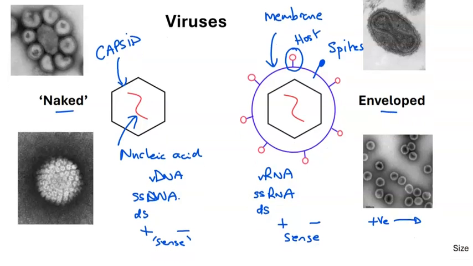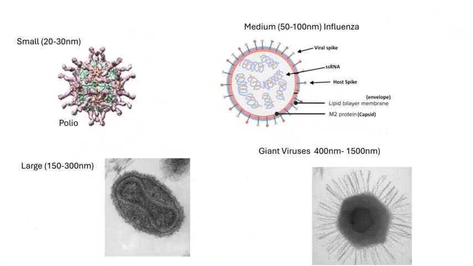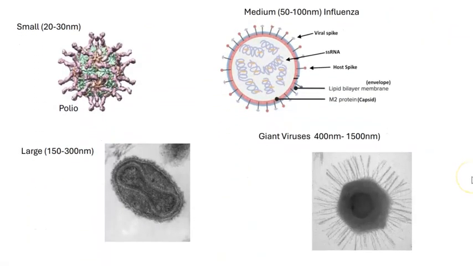Let's take a look at the sizes of these structures. Small viruses such as the polio virus imaged here are around about 20 to 30 nanometers. Medium-sized ones such as influenza come in at around about 50 to 100 nanometers. And the large viruses around about 150 to 300 nanometers. And this particular one in this image here, this is HIV itself.